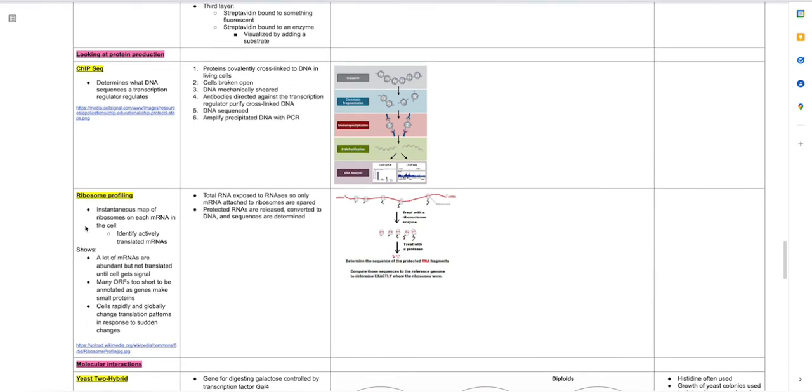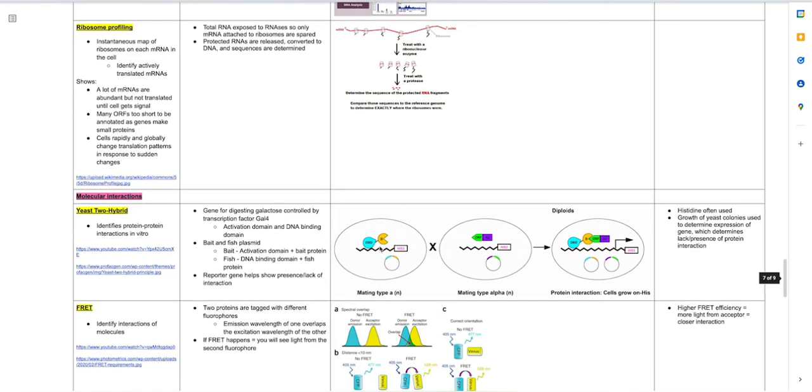All right, so next is molecular interactions. These tests will basically look at how close two molecules are, whether they're even interacting, stuff like that. The first one is the Yeast Two-Hybrid test. This identifies protein-protein interactions, and it can't do this in actual functioning cells in an organism out in nature, and you'll see why, because you have to do a lot of edits.